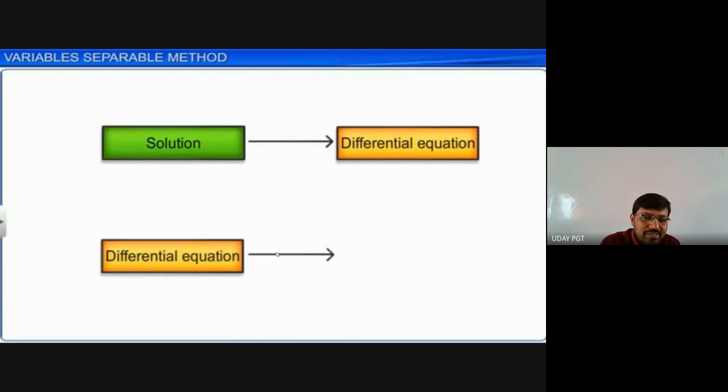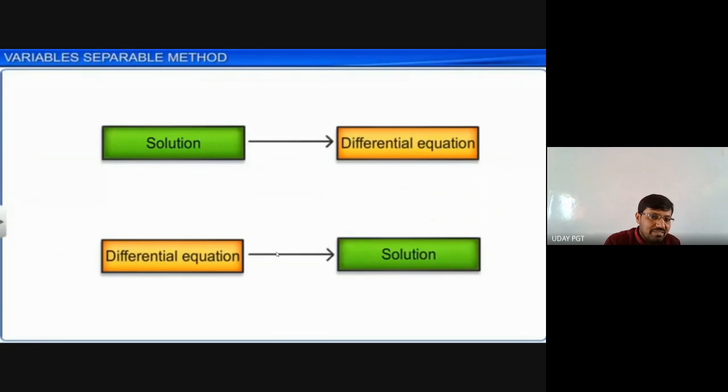Now the variable separable method, solution finding of the differential equation. Till now, if the solution is given, we formed the differential equation. Now if the differential equation is given, how do we get the solution of that we are going to learn. Did you get my point?